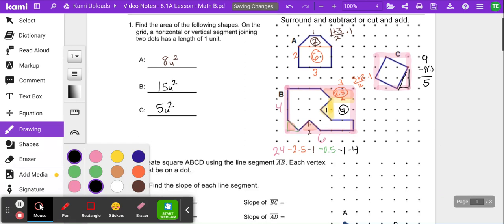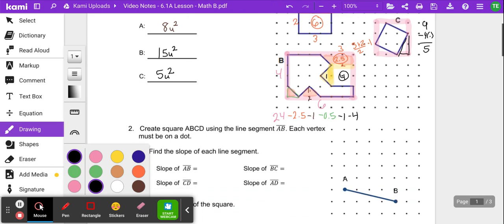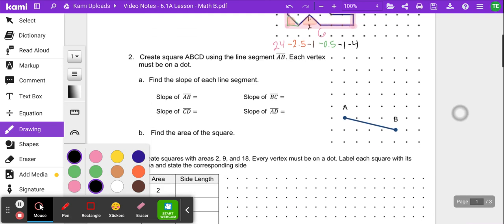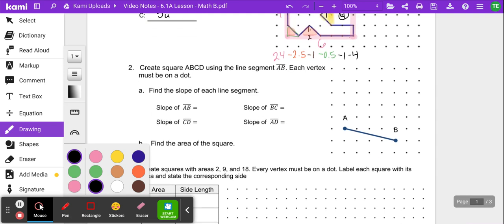Okay, so that is our basics. We can surround, subtract, or cut, or add. We learned that last year in Module 6, I believe. Okay, now we're getting into create square ABC. So we know a square has the same side lengths. Using a line segment AB, each vertex must be on a dot.